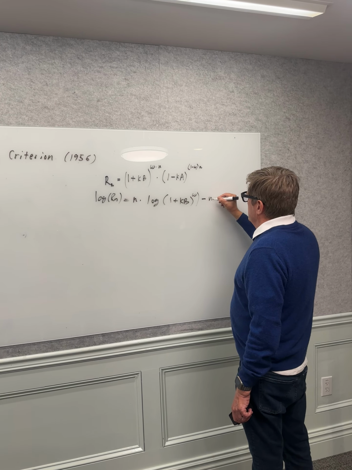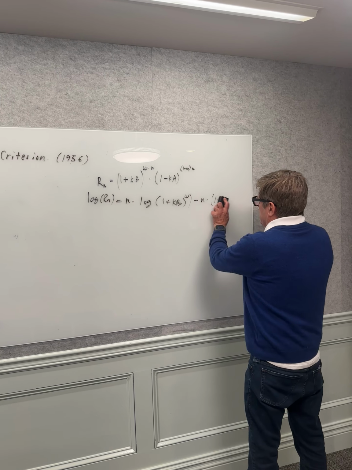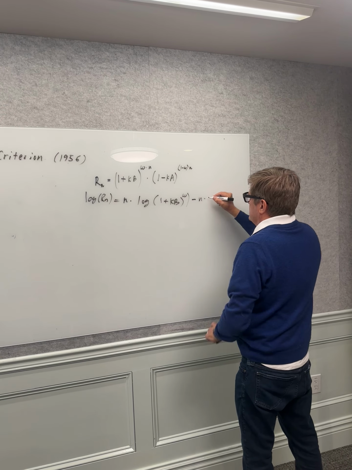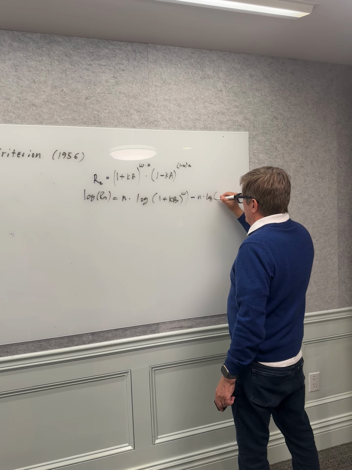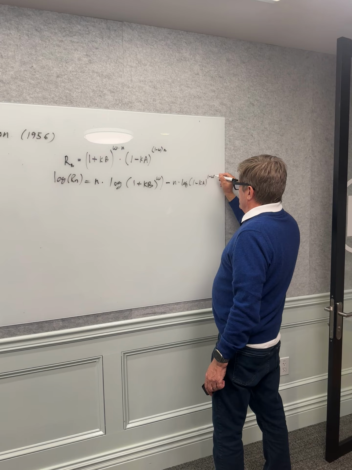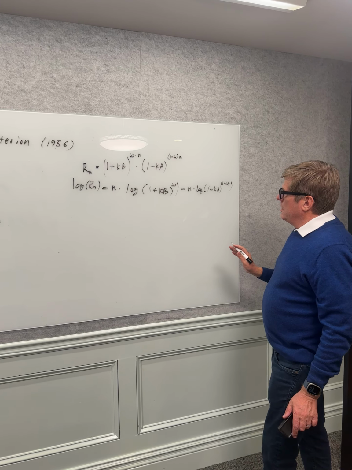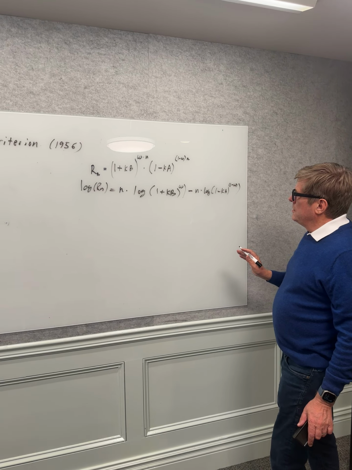Minus n times log of 1 minus ka to the power 1 minus w, right? Why is it minus when we had a multiplier there? Oh, because you're doing the log. I'm sorry, plus. This is a plus, okay, right? Yeah, okay, gotcha. Okay, so that's that.